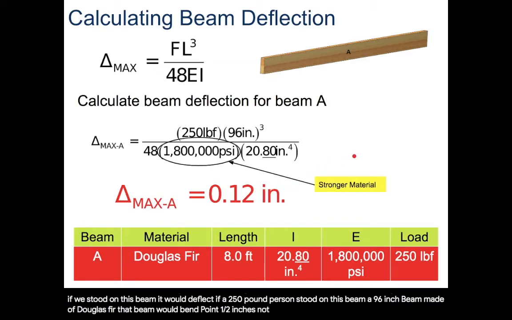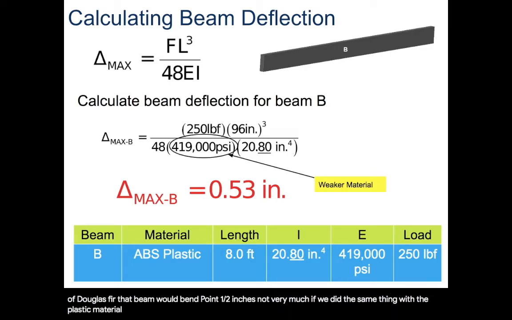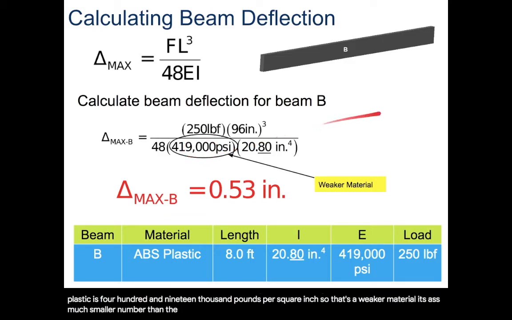inches. Not very much. If we did the same thing with the plastic material, the same 250-pound person standing on a 96-inch long beam, the modulus of elasticity for the plastic is 419,000 pounds per square inch. So that's a weaker material. It's a much smaller number than the 1,800,000 modulus of elasticity for the wood.